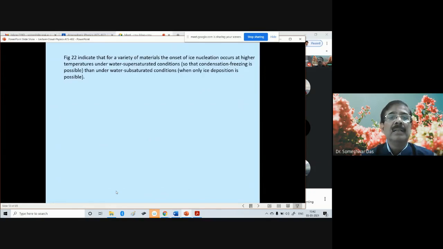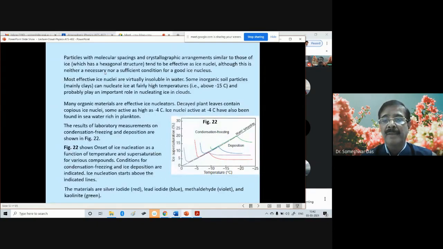Now, the last figure indicates that for a variety of materials, the onset of ice nucleation occurs at higher temperatures under water supersaturated conditions, so that condensation freezing is possible, than under water saturated conditions when only ice deposition is possible. As you saw in this diagram, one side is the deposition, the other side is the condensation freezing. That depends upon the material, the compound, and also upon the supersaturation with respect to ice present in the cloud, and the temperature.